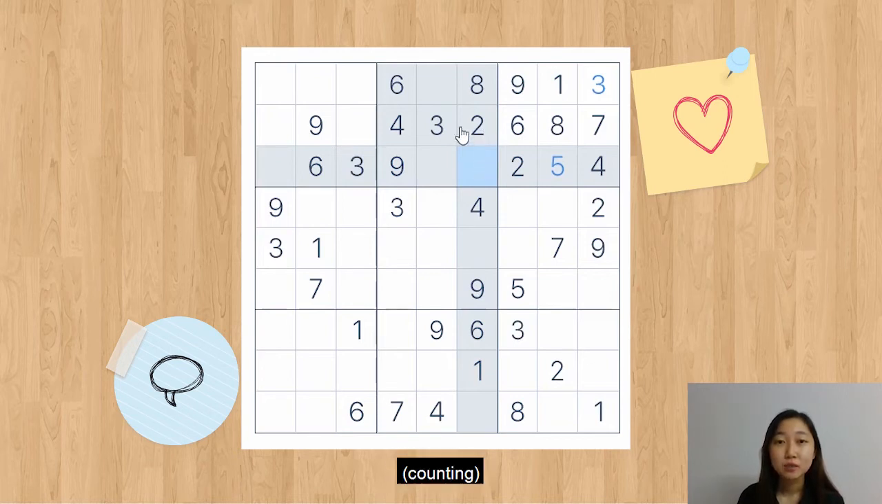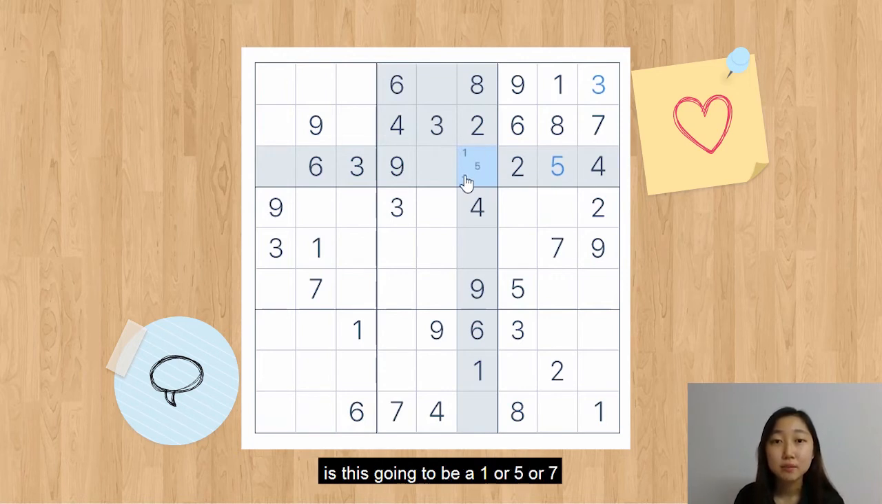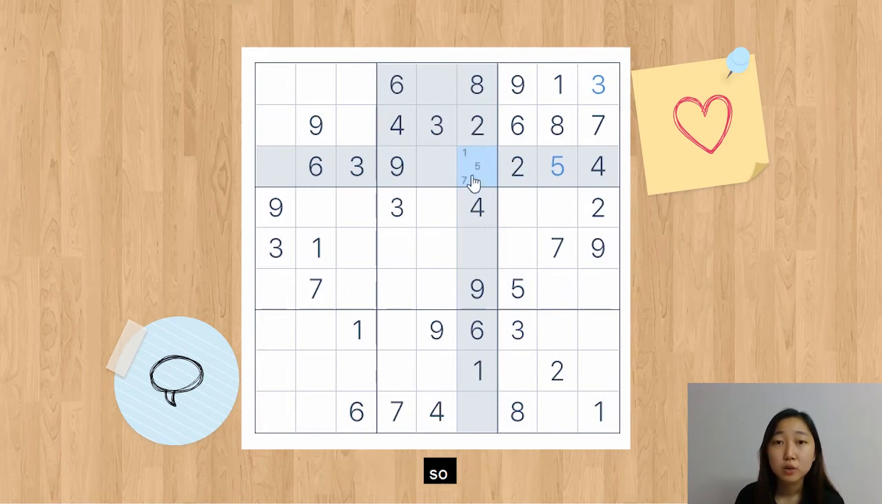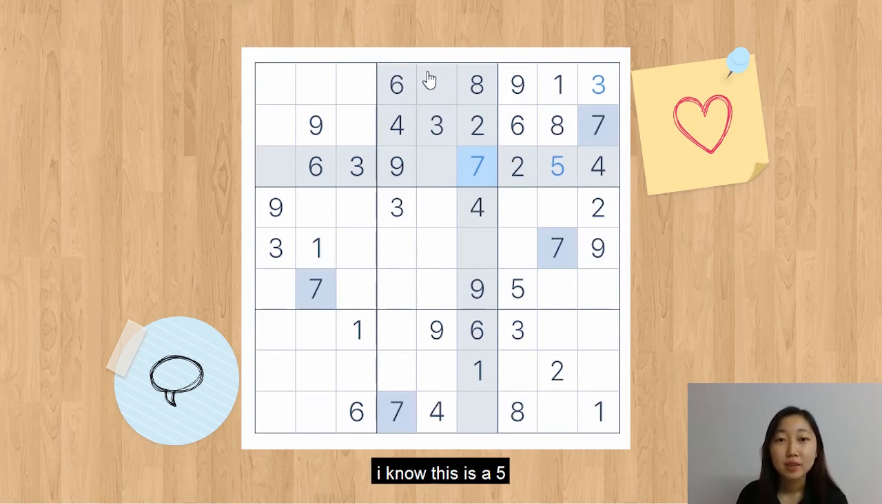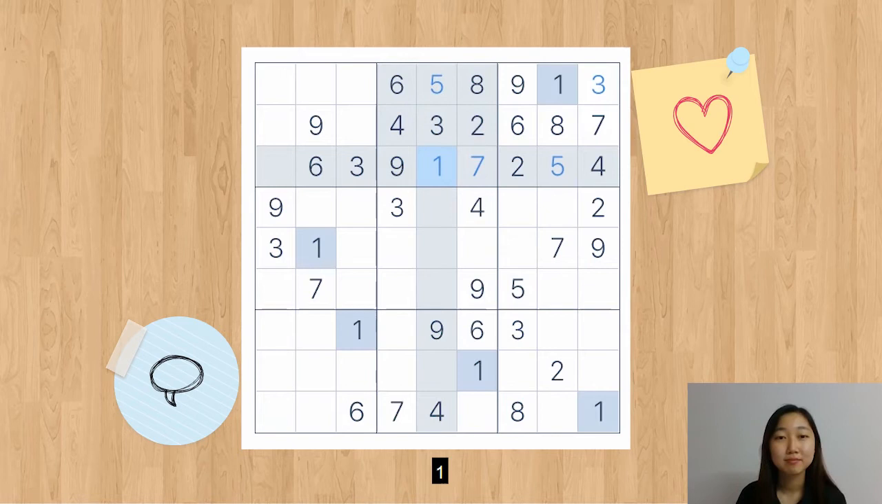1 is missing. 2, 3, 4, 5 is missing. 6, 7 is missing. Is this going to be a 1 or 5 or 7? Let's look. There's a 5 in this row. There's a 1 in this column. So, this must be a 7. Now we left 1 and 5. I know this is a 5 because there's a 1 here. And the number left is 1.